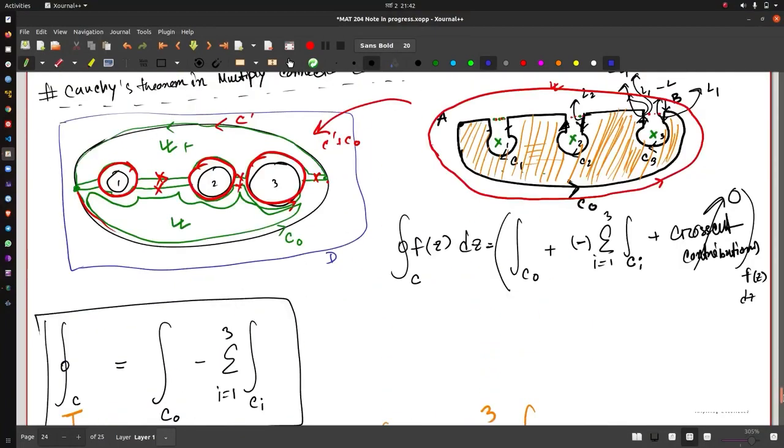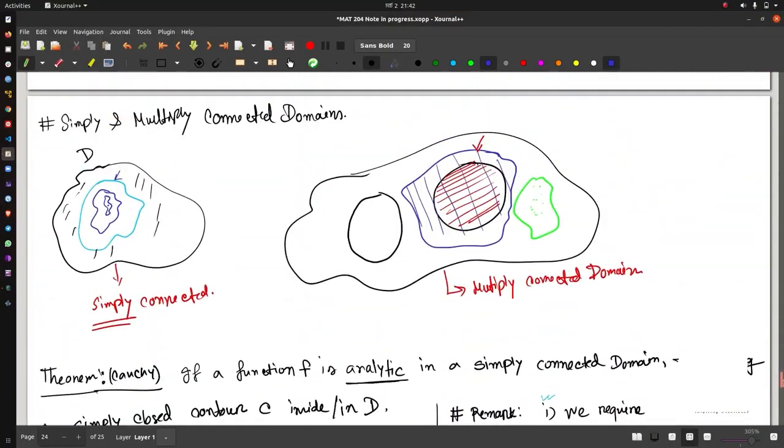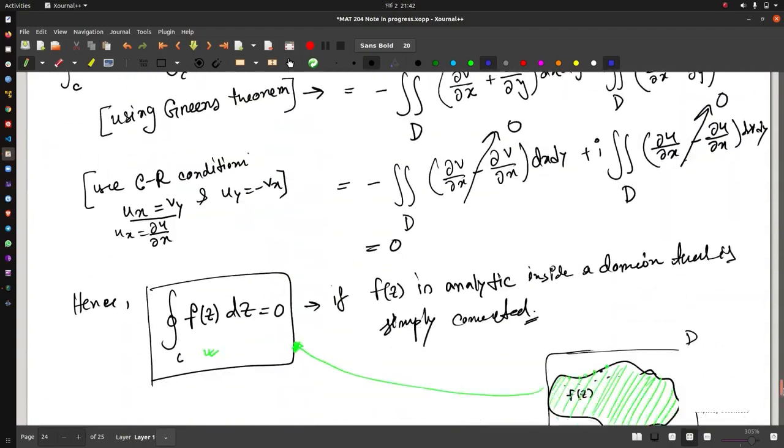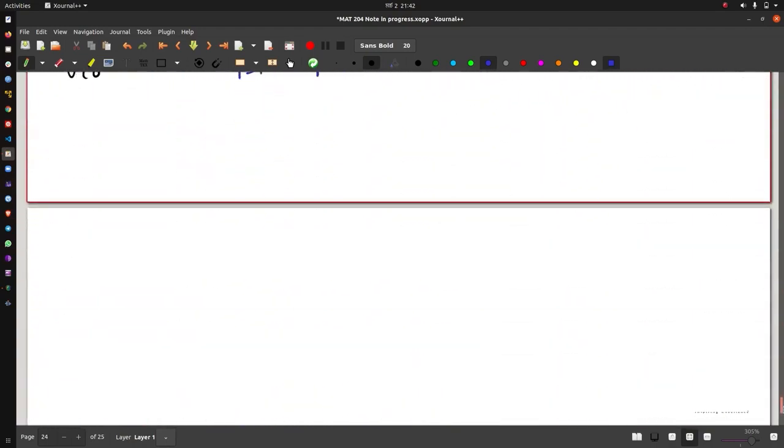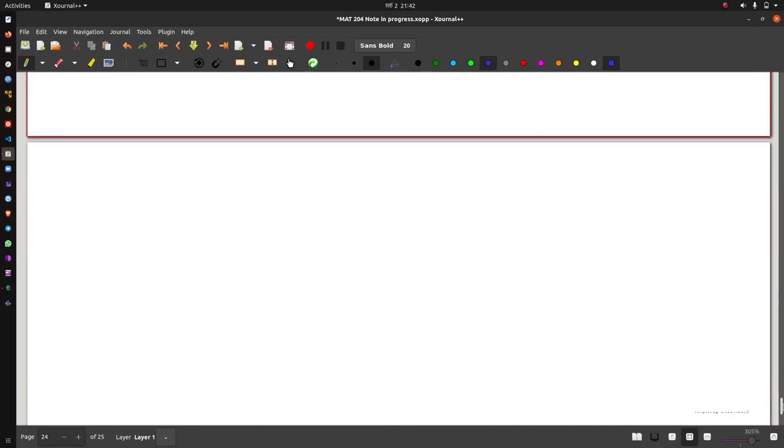So that is our discussion for the theory part, the simply and multiply connected domains and Cauchy's theorem. Before we finish, there is one last small theorem that will help us with different kinds of contour integrals. This is a theorem I didn't discuss so far.